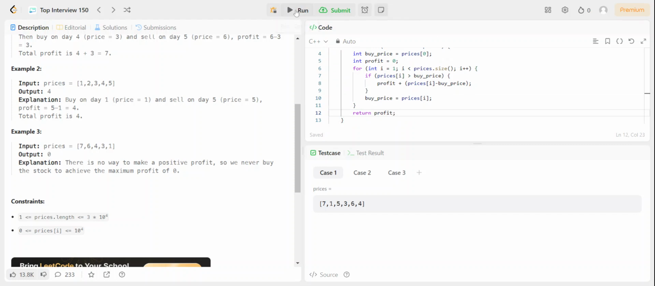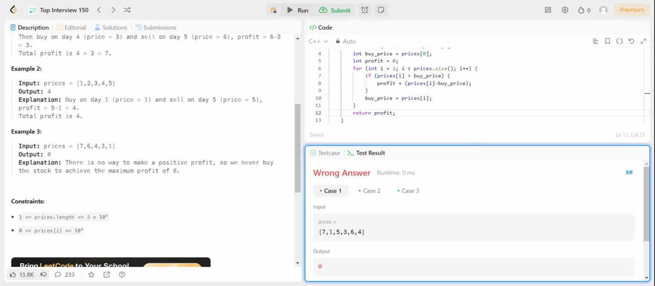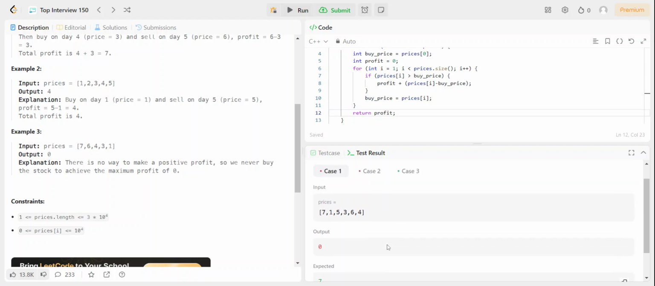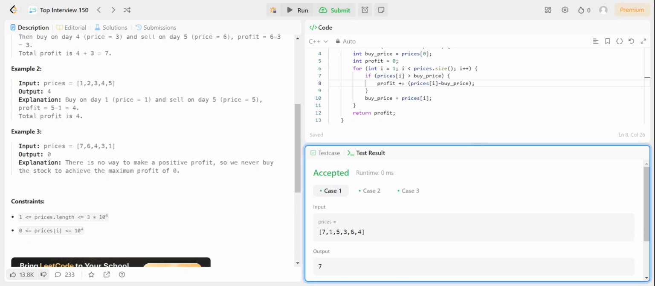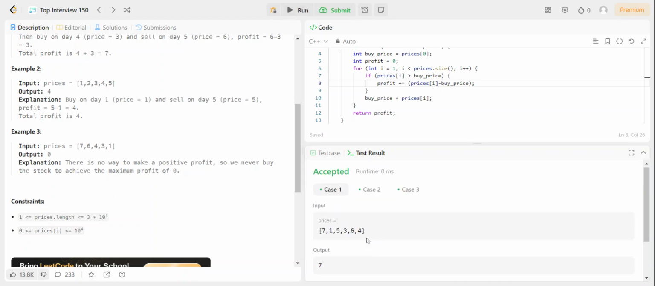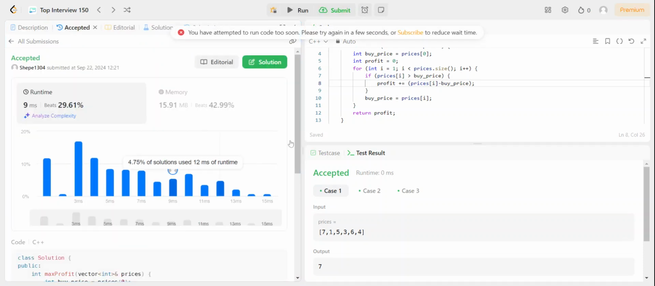Now let's see how that works. Oh, my bad. There we go. Yeah, so we can see that it's correct. So let's submit it. And there we go, we're accepted.